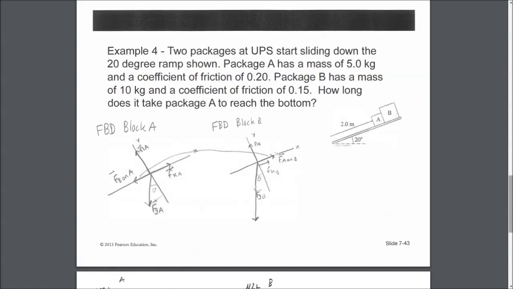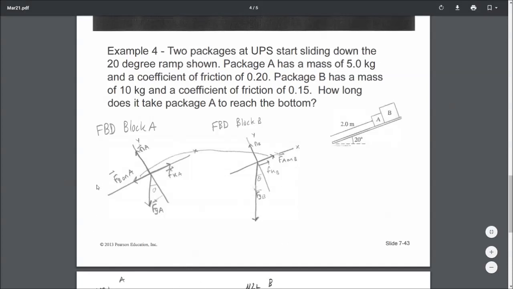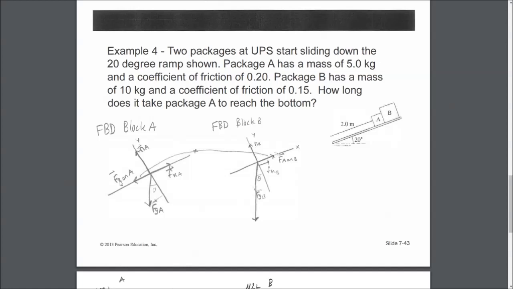Obviously, normal force is upward. I will label it N sub A. The boxes are sliding down the ramp, so there is kinetic friction. There's no static friction to consider here. So the kinetic friction is up the ramp, and then what I have here is an F sub B on A. What that means is that's the force that block B pushes on A.